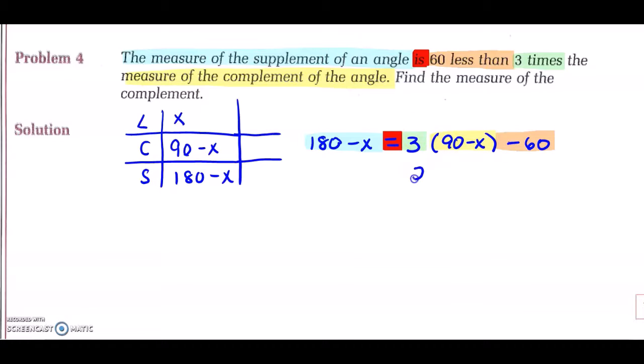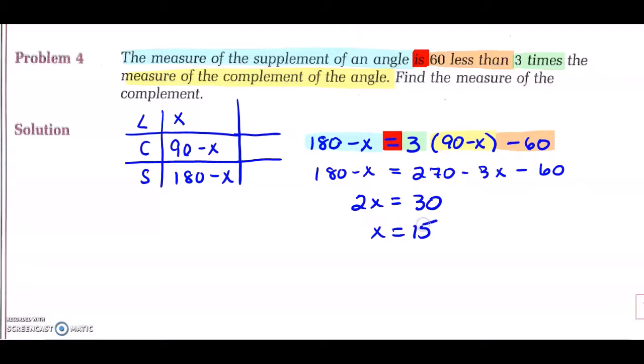So now I need to distribute. Then I'm going to add the 3x to both sides, subtract the 180, and that'll give me 90 minus 60 is 30. So now I need to find the measure of the complement. The angle was 15, so this should be 75 degrees. Good luck.